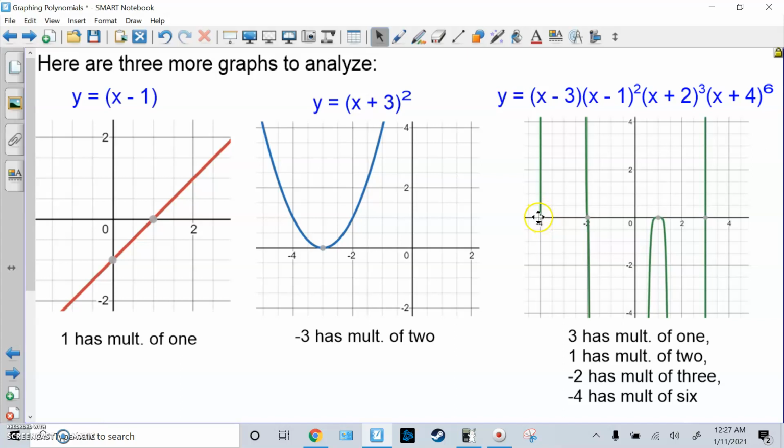So what should you notice? Hopefully you notice if it's an odd number for the multiplicity, it goes through the x-axis. It crosses over. If it's an even multiplicity, for example this negative 3, it didn't cross the x-axis. It just touched it and then stayed on the same side. We call it bouncing behavior. So here 3 has multiplicity 1, so it crossed through 3. 1 has multiplicity 2, so it bounced at 1. Negative 2 has an odd multiplicity, so it goes through it. Then negative 4 has an even multiplicity, so it bounces.